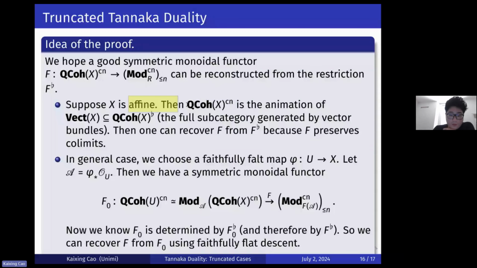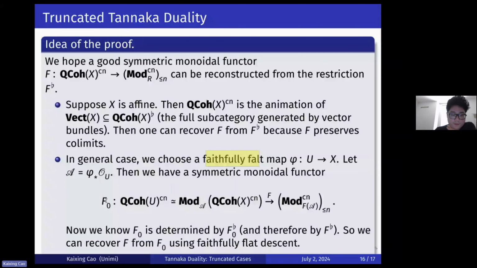For the general case, because X is a geometric stack, we can take the faithfully flat map from the affine space U to X. Now we can recover the flat quasi-coherent sheaves to the connected quasi-coherent sheaves on U. We know there is a functor related to this faithfully flat map.